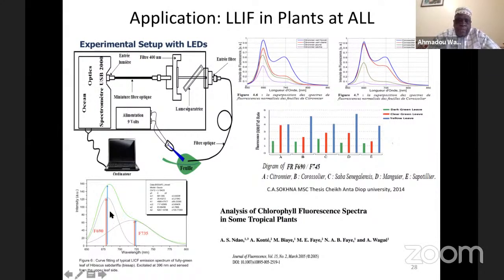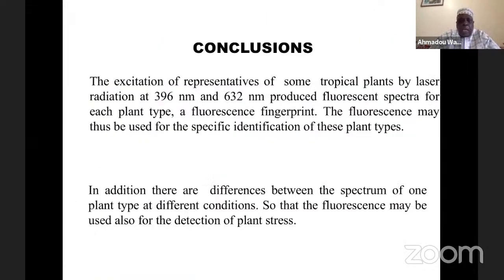And you see here, when I talk about the fluorescence center, we have to compare these two peaks. The comparison of the first peak and the second peak gives you information about the state of the plant, the stress, the lack of nutrients, minerals, and so on. So for the conclusion of this part, fluorescence is used for the specific identification of plants and also for the detection of plant stresses.